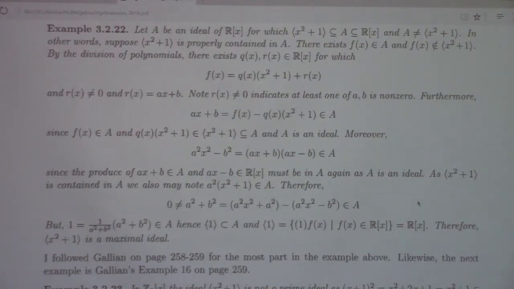This is the driving force behind several important proofs, all right? So there you go. That means that if you have an ideal which is larger than x squared plus 1, it has to be the whole polynomial ring, and that shows that the ideal x squared plus 1 is maximal. All right?